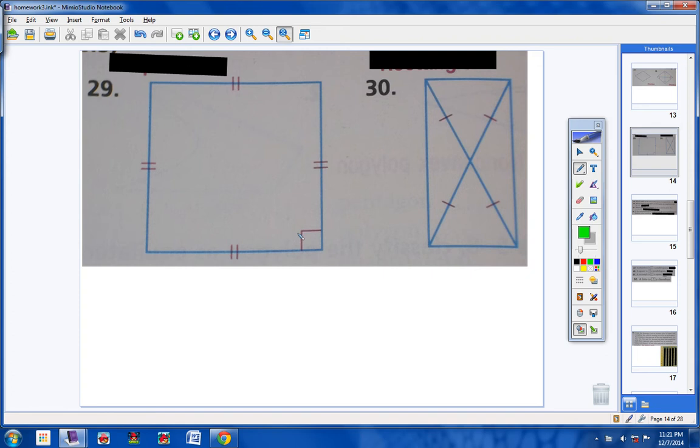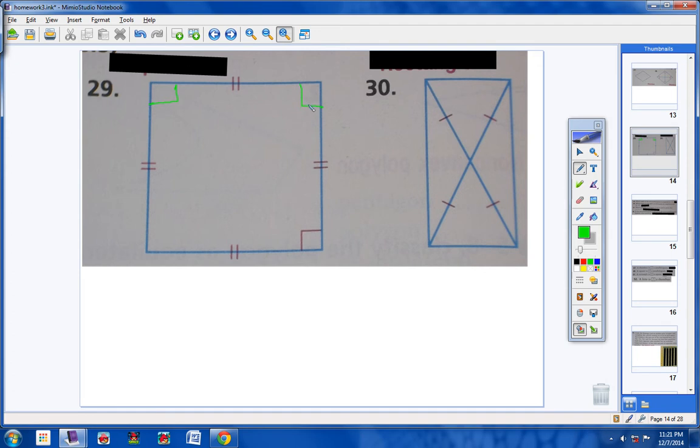So if we have a parallelogram, we know opposite angles are congruent. So if this is 90, this has to be 90 also. And also in a parallelogram, we know consecutive angles are supplementary. And these two angles here are consecutive. They're side by side. So if this angle here is 90, then 90 plus 90 is 180. This angle has to be 180. This angle here has to be 90.